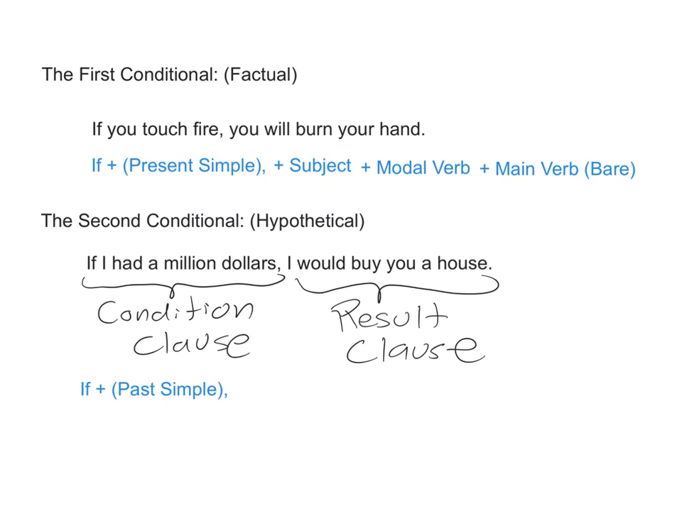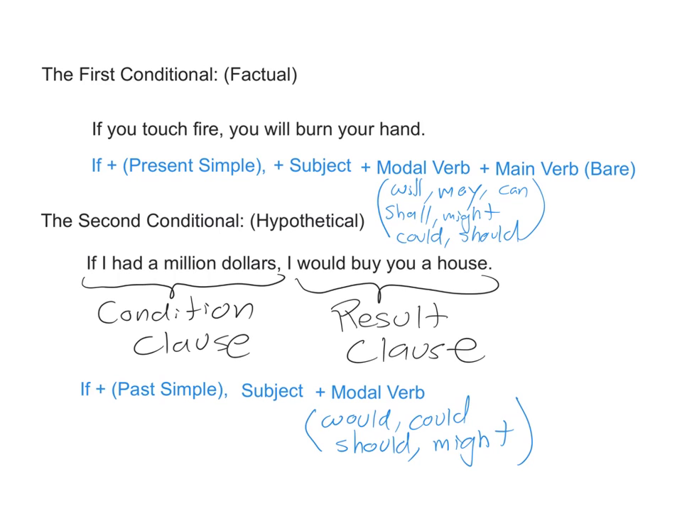Now, in the result clause, as before, first we have a subject. In this case, the subject is I. And then we have a modal verb. But in this case, the second conditional, the modal verbs that you can use are different. You can only use the modal verbs would, could, should, or might. And then, as before, you have the main verb, in this case it's buy, in the bare form.